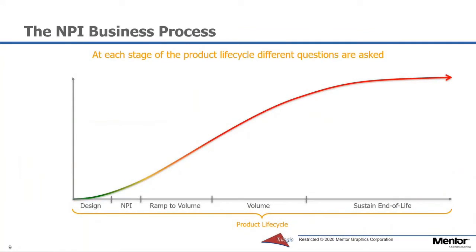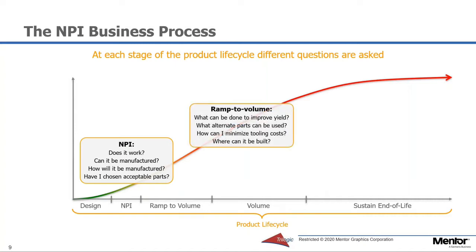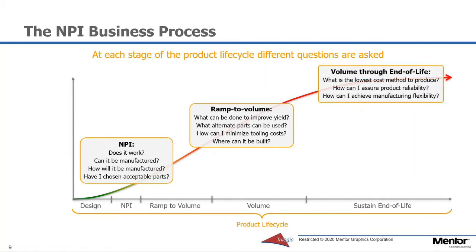There are multiple steps in the new product introduction business process. The first questions are, does it work? Can it be manufactured? And how? During ramp to volume, it's what can be done to improve yield, alternate parts, alternate build locations. For volume through end of life, it's lowering the cost of production and improving product reliability.